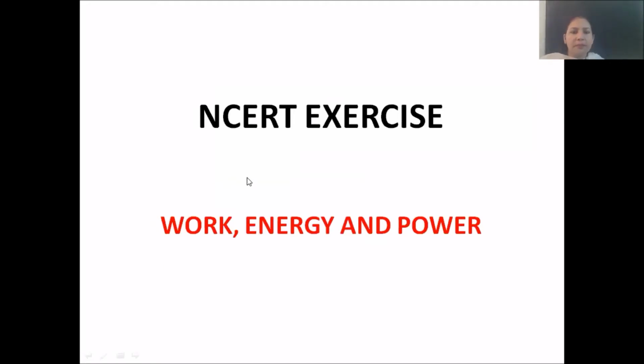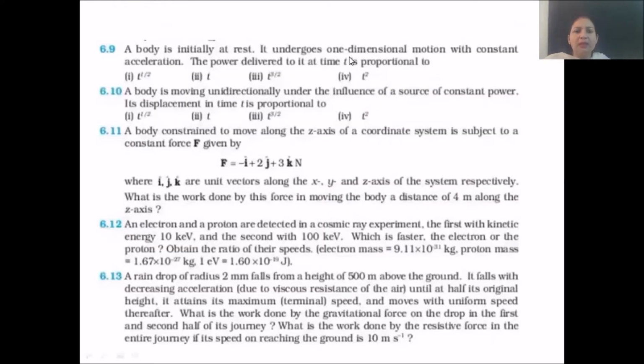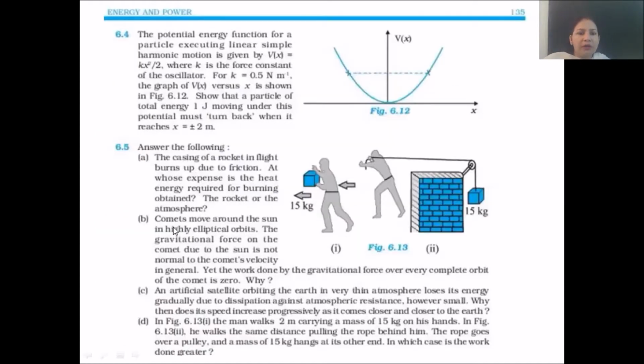NCERT exercise. Okay, this is 6.4. You see question number 6.4. Main exercise is starting from here only. Before that, question number 1, 2, 3, they are just tick type questions or true false type questions. We won't be covering those. We will be discussing mainly the numerical problems, right? So 6.4, let's read it out.